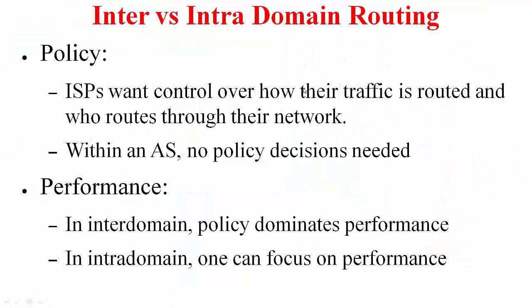So why do we have inter and intra-domain routing? For various reasons. One is policy, where ISPs want control over how their traffic is routed, and if you want policy, you need to go for inter-domain routing. But within an autonomous system, there are no policy decisions because everything is being controlled by a single administration. There you can focus on performance. So that is what this is saying. As far as inter-domain is concerned, policy dominates performance, whereas in intra-domain, one can focus on performance.